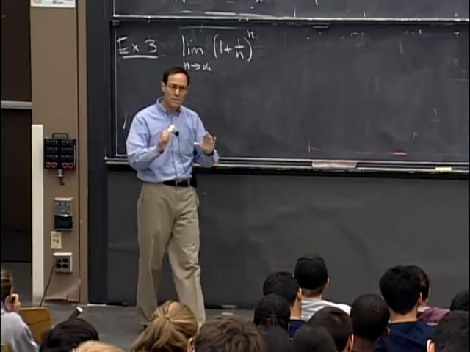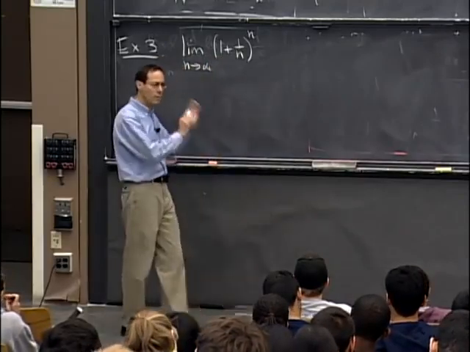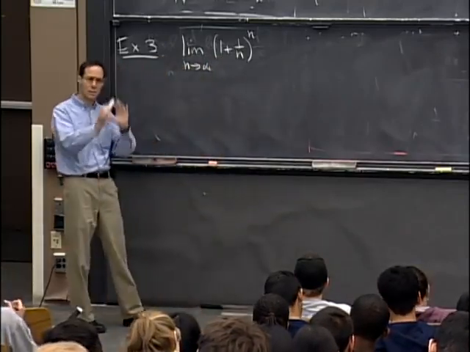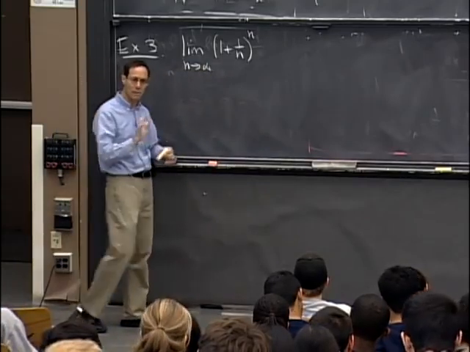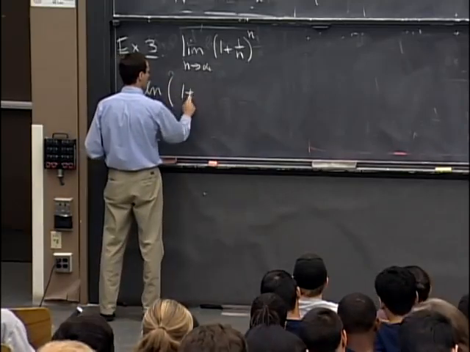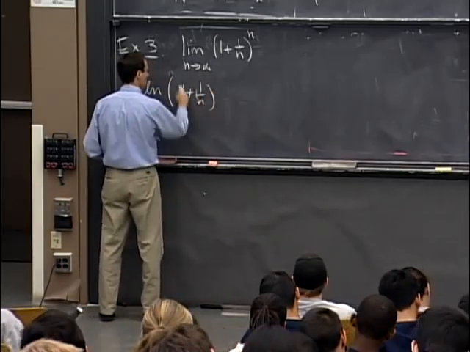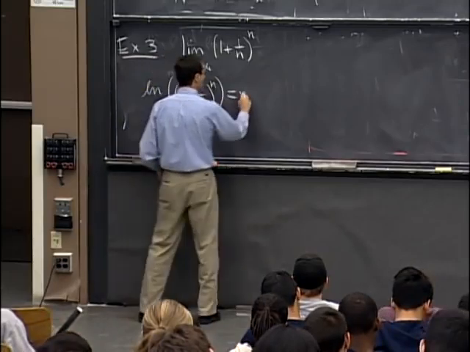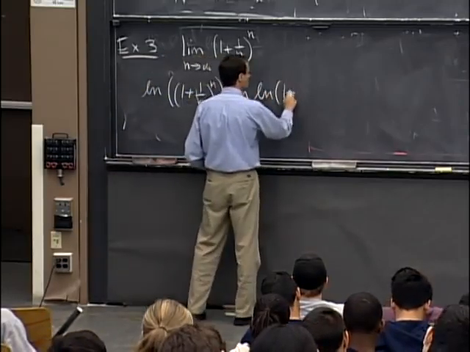So in order to figure out this limit, what we're going to do is we'll take the log of it and figure out what the limit of the log is instead of the log of the limit. Those will be the same thing. So we're going to take the natural log of this quantity here. And that's n log(1 + 1/n).